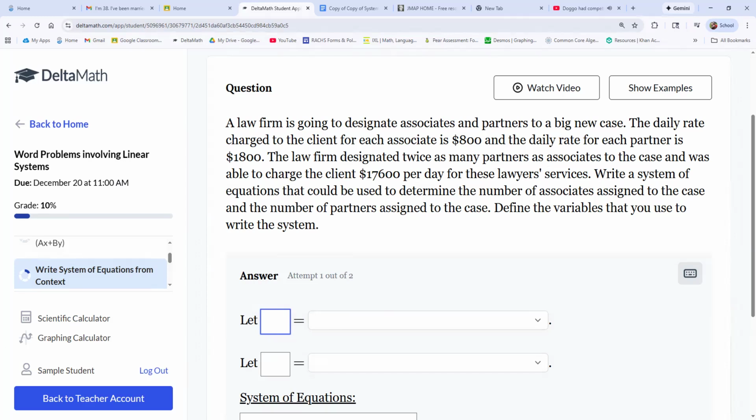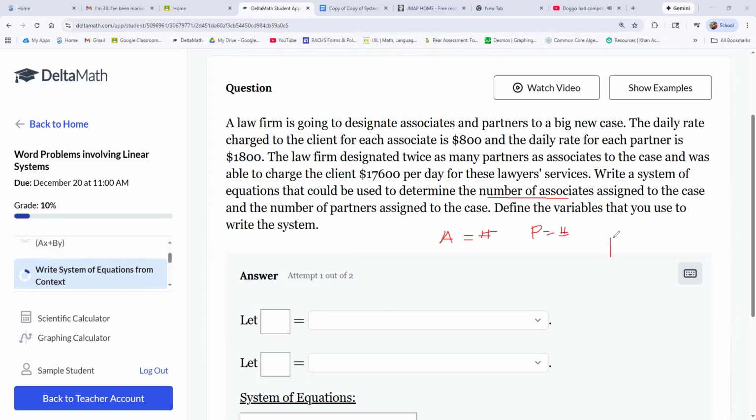So I'm going to do the same thing. Let me go get a pen here, and I'm going to mark this up. So we need to determine the number of associates. So I'm going to say A stands for the number of associates, and P stands for the number of partners that were assigned. Now, we had twice as many partners as associates.